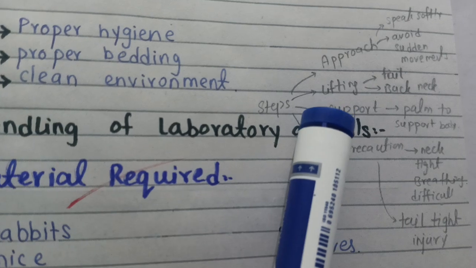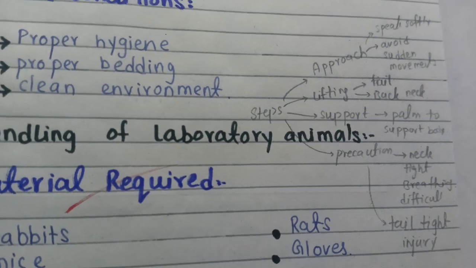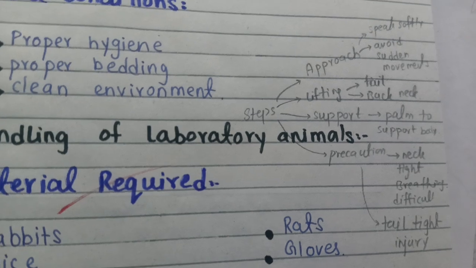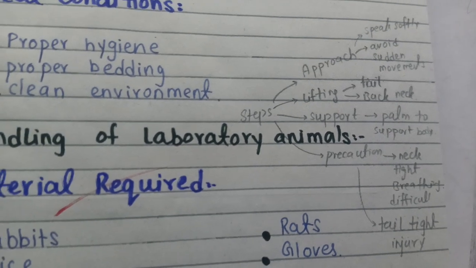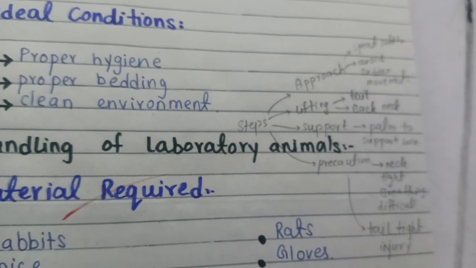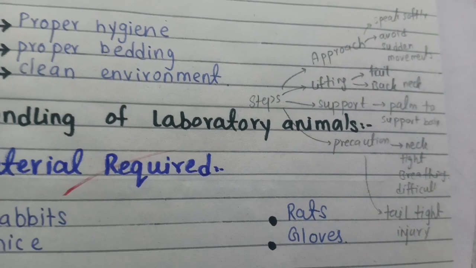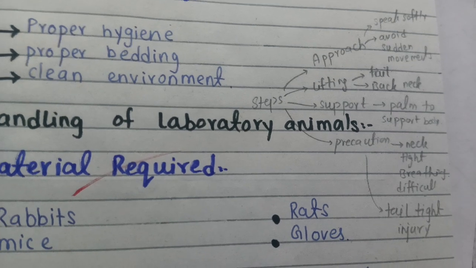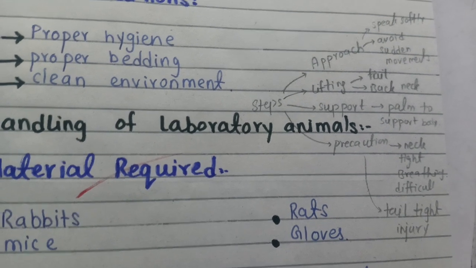Second step to handle a lab animal is to lift. So now how will you lift your animal? For lifting most of the animals like rabbit, rat, mice, you have to lift it from the tail and the back of the neck. This is the ideal way to lift it. But rats and rabbits all have a different way to lift them.